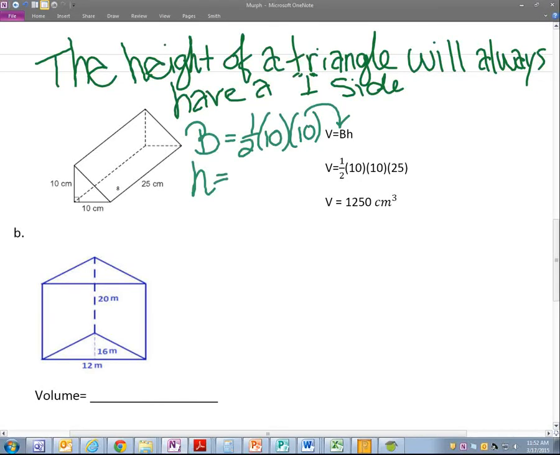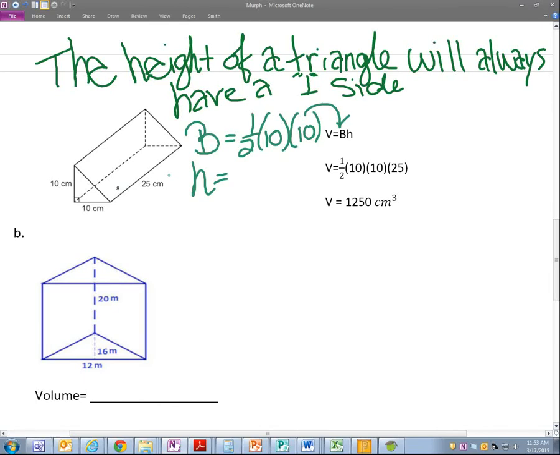No, this is not a rectangular prism. And also, what did you write above what I just wrote? The height of a triangle will always have, right? Because we're finding this triangular prism. Since it's a triangular prism, our base is going to be right here. Okay? Because a prism is identified by its base. If this were the base, it would be a rectangular prism, and this would be its base. That's not the case. All right?